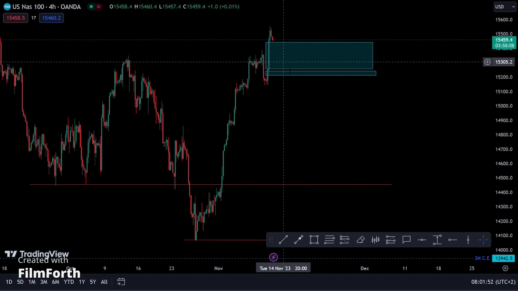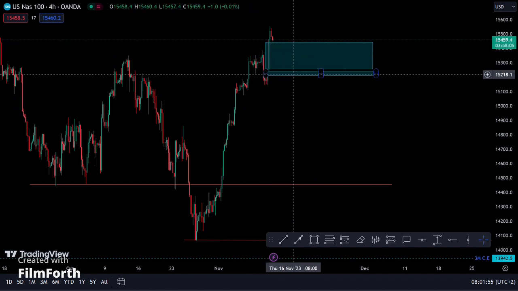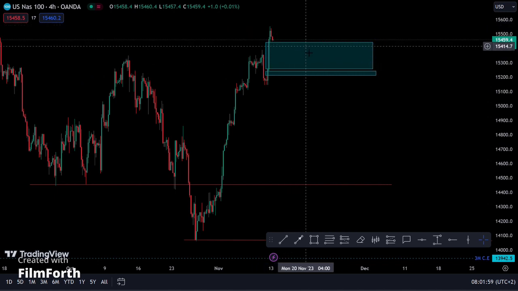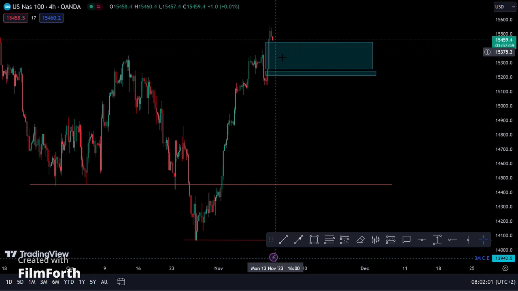But if it goes lower into this one, I wait for it to respect it, break out. Once it breaks out, it's going to retest this bigger area. That's when I buy. It's much more explainable in the lower time frames, right?